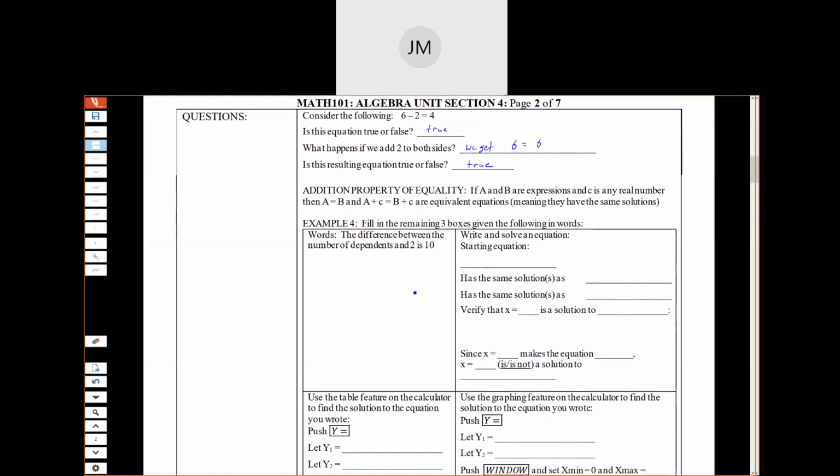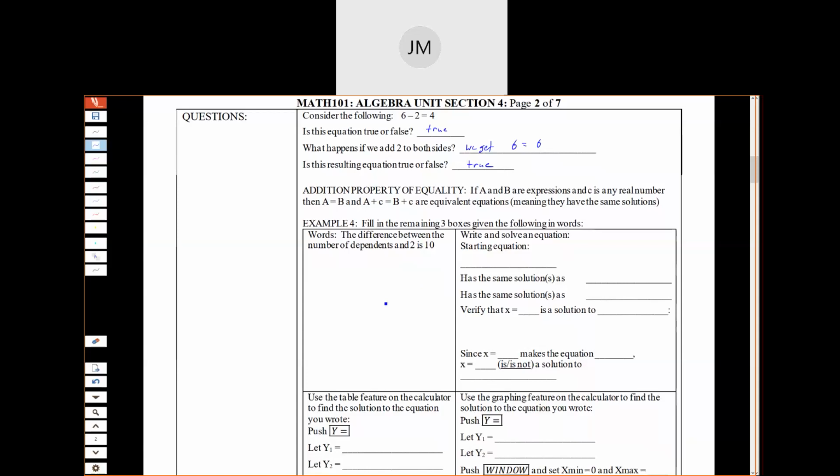So what we're doing here is going back to stuff that you've learned before, and talking about what it means, right? So we have this addition property of equality. If A and B are expressions and C is any number, then A equals B is equivalent to A plus C equals B plus C. That means that they have the same solution. So by adding the same number to both sides of an equation, I get an equivalent equation.